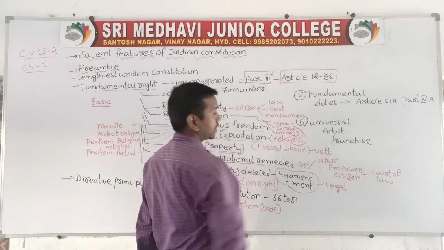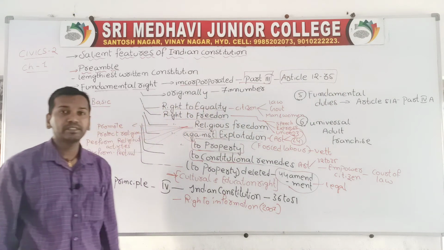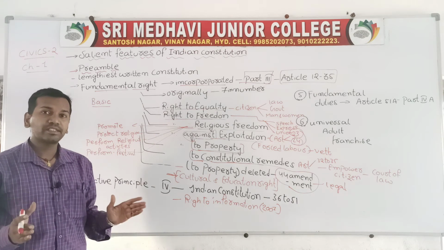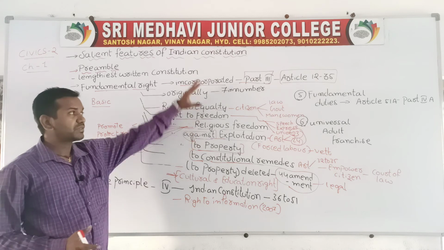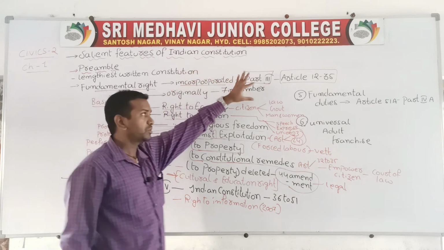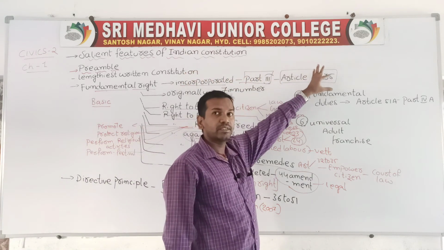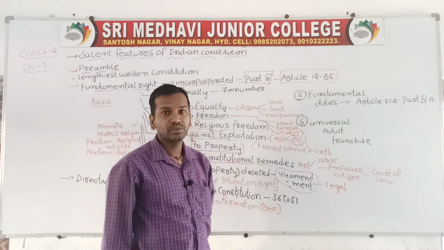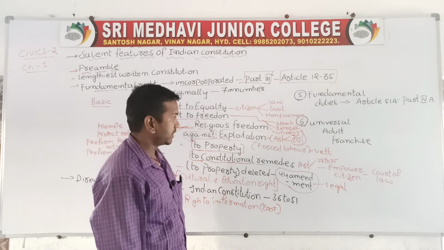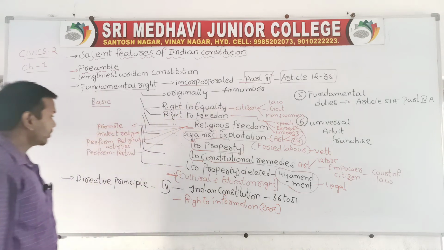Articles 12 to 35 mainly deal with fundamental rights only. Whatever articles we can find from 12 to 35 are mainly dealing with fundamental rights. Okay children, this is one point. Next we will go forward.